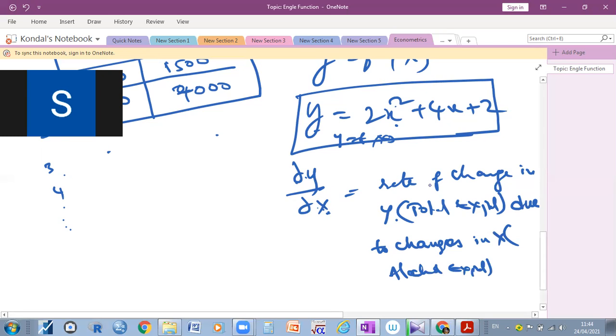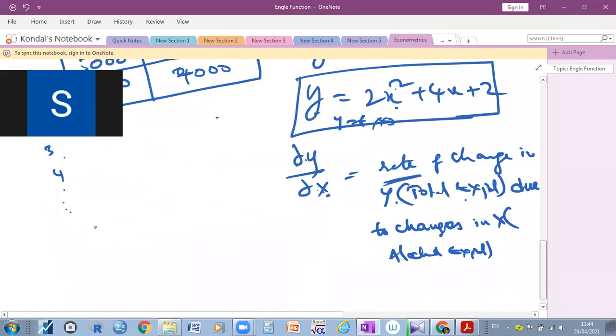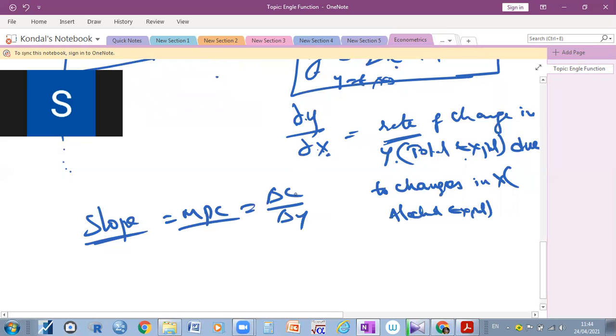Rate of change means we are mentioning the rate: how much does y, the total expenditure, change due to change in x? For example, if you take the data, when you are going to study slope, generally we can use MPC, marginal propensity to consume, nothing but delta C by delta Y, consumption with respect to income. So how much does consumption change due to change in income?